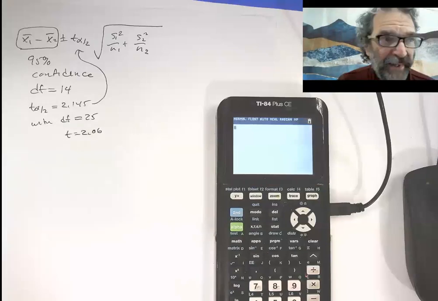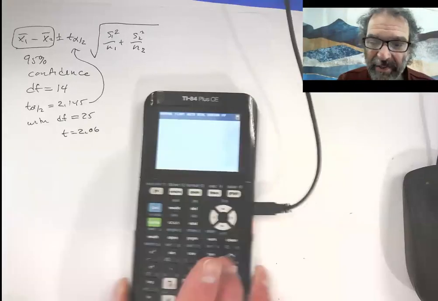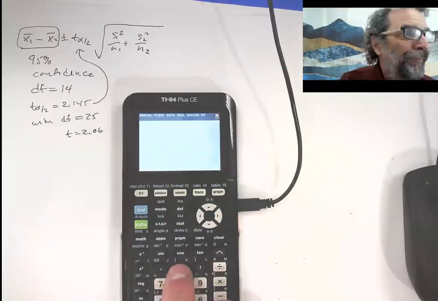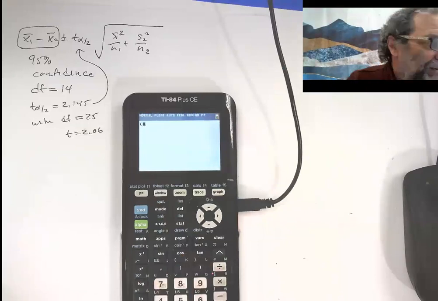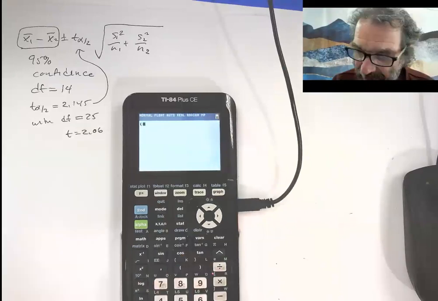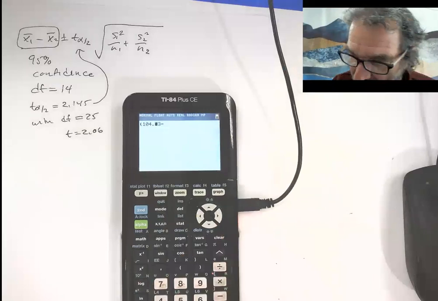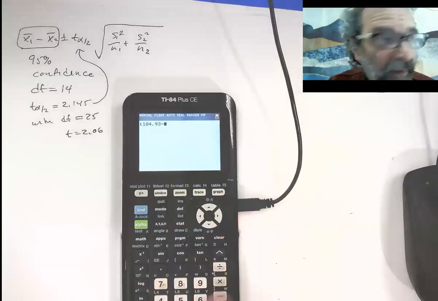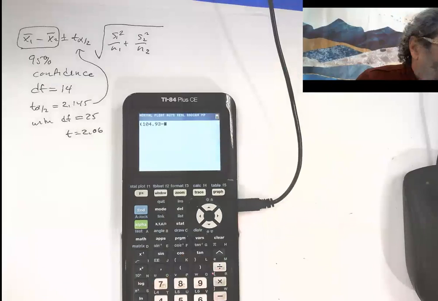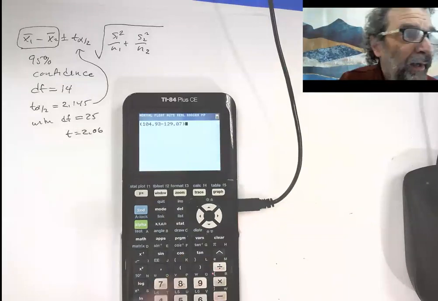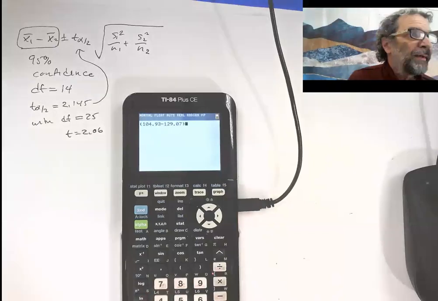So my task is to see if I can type all that stuff in there without screwing up. So far I haven't been that successful. We'll try one more time. You didn't get to see it because I just laughed and started over. Okay. So 104.93 minus 0.93 minus, okay. And the other mean was 129.07, okay. I'm going to put those in parentheses just to be safe.